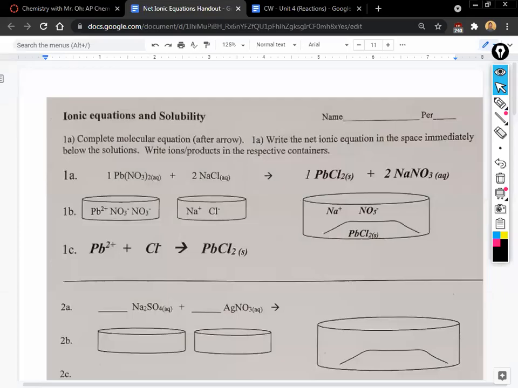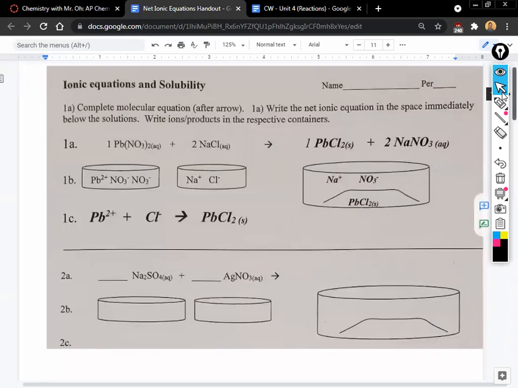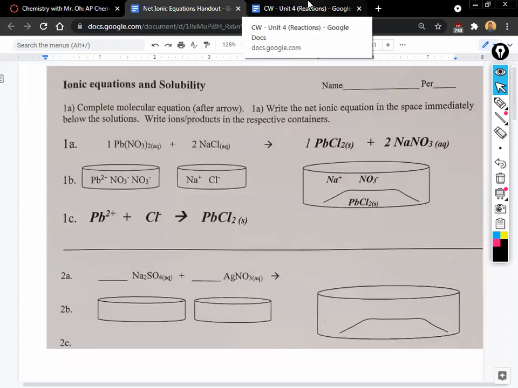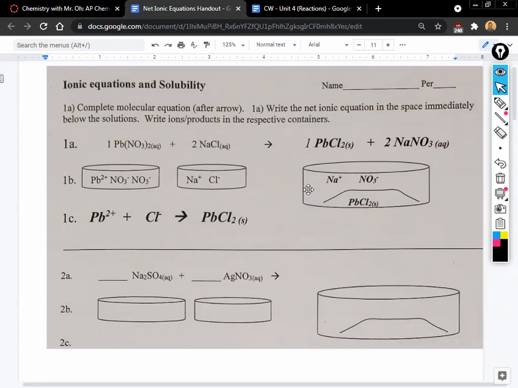Okay, but now what we're going to do today, before we get started, is review net ionic equations. So pull out the handout that you picked up from the Chrome cart. We're just going to go through precipitation reactions again. There's an example up there to refer back to. We're not going to do the entire handout together, just numbers 2, 3, and 4.